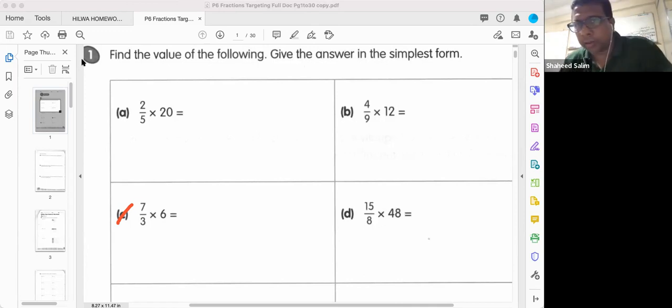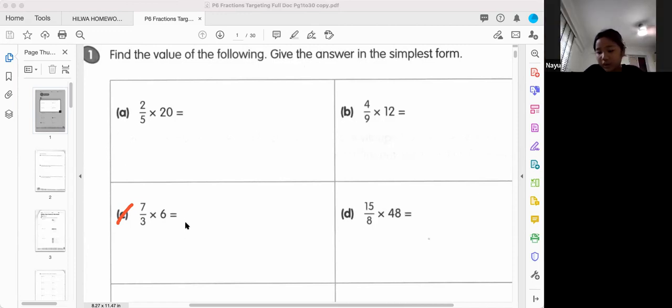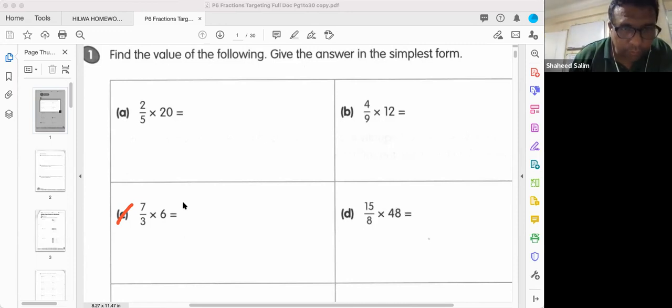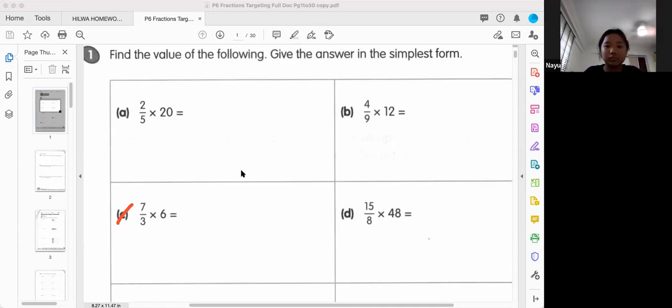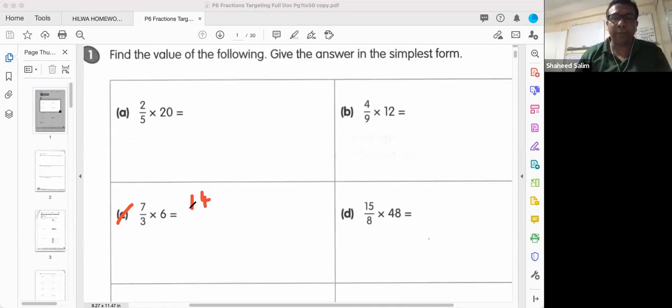Top times top, bottom times bottom. Remember that. Fourteen out of one. Good. So the answer is what? Fourteen out of one means what? It is 14. Anything over 1 means the answer is the top number, because 14 divided by 1 is 14. So the answer is 14. If you have over 1, it means the answer is 14. You get it? Well done.